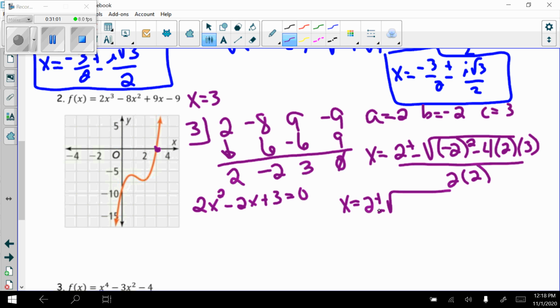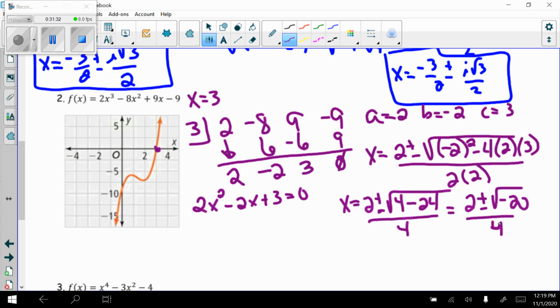Underneath the radical, negative 2 squared is 4. 4 times 2 is 8, times 3 is 24, so I have 4 minus 24, everything divided by 4. I see underneath my radical I'm going to have a negative sign, which we expect, because we know these are going to be complex numbers or imaginary solutions. So I have 2 plus or minus the square root of negative 20, everything over 4.